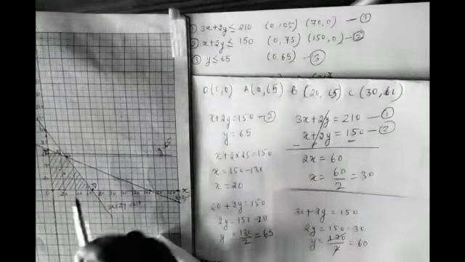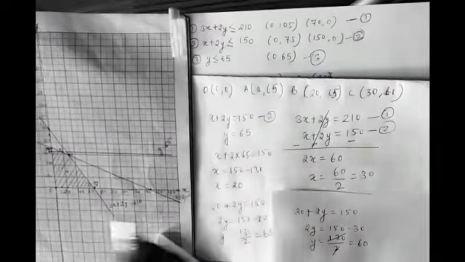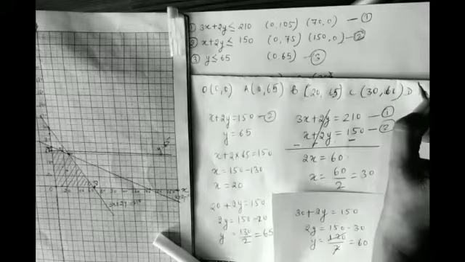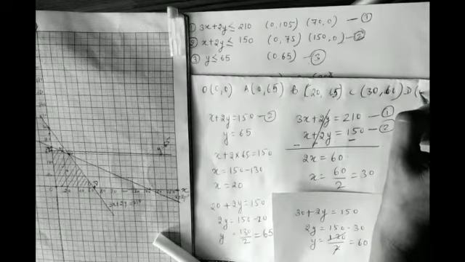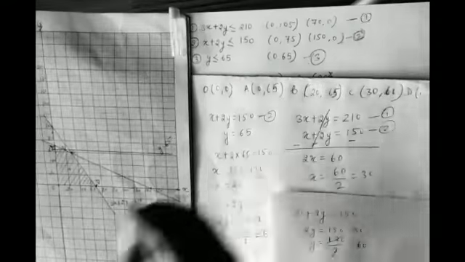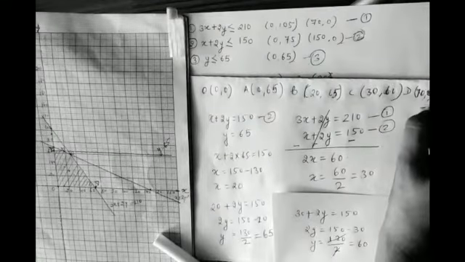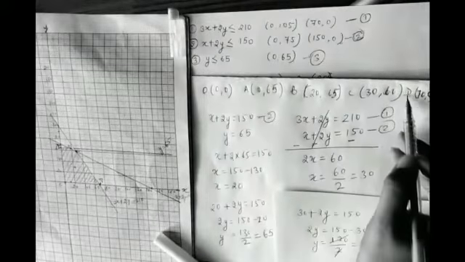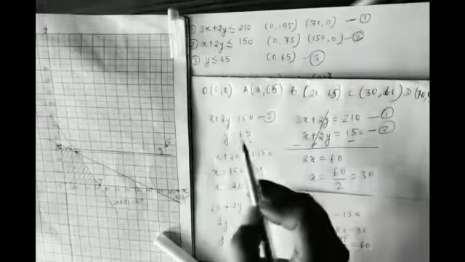Now the last point, this is point D. Here we can see the value of x at point D is 70, and the value of y is 0. So these are the points, and they can be the optimum point.